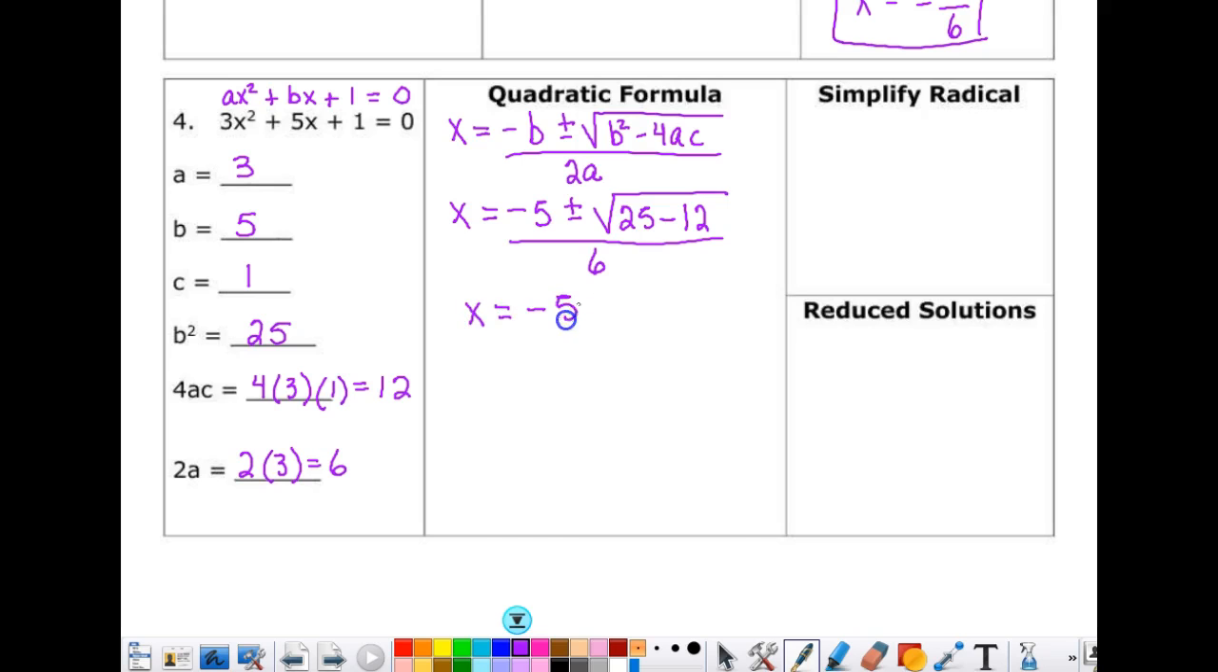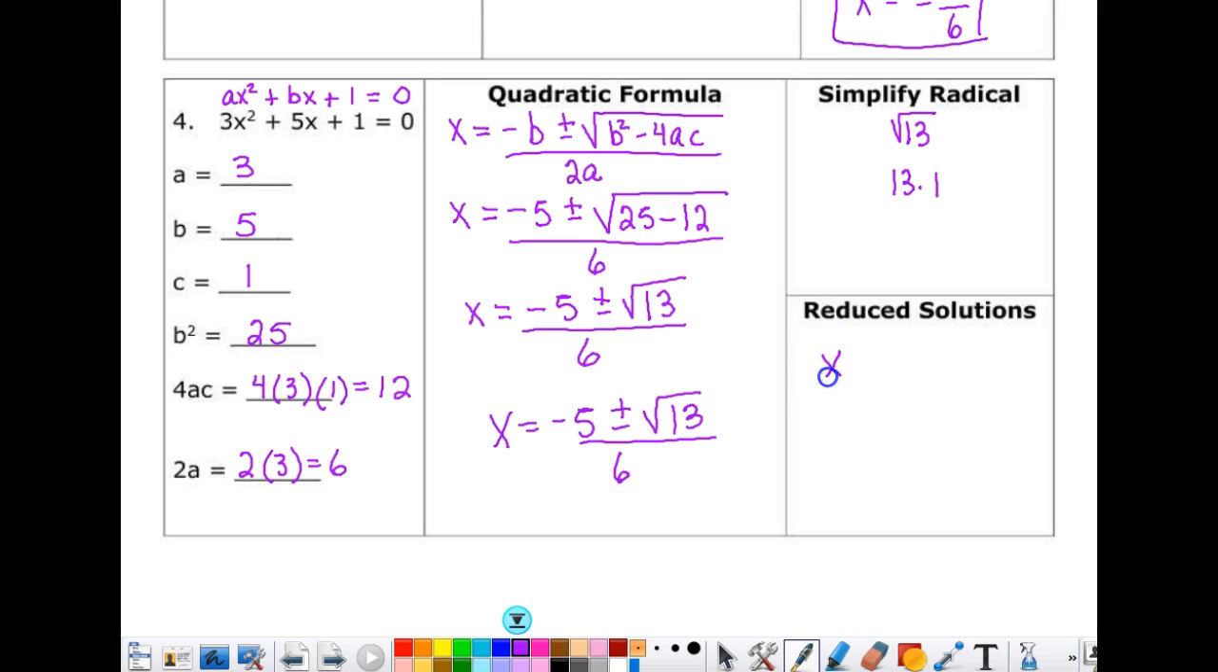So next, we're going to see what's going on inside our radical sign. 25 minus 12 is 13 over 6. So you take your square root of 13 over here. We're actually going to use this box for what it's meant for. And you start thinking, how can you simplify 13? Well, 13 only has 13 and 1. It's a prime number. So there's really nothing we can do to that square root of 13. It's going to have to stay a square root of 13. Okay, so this is our answer.